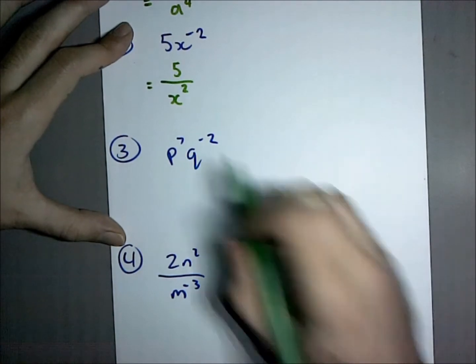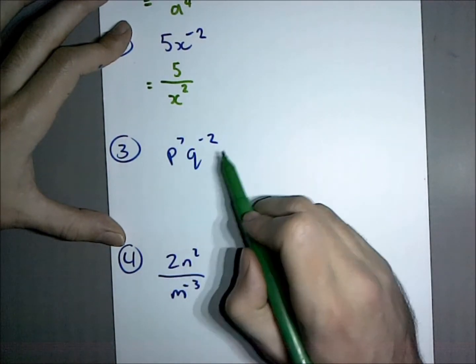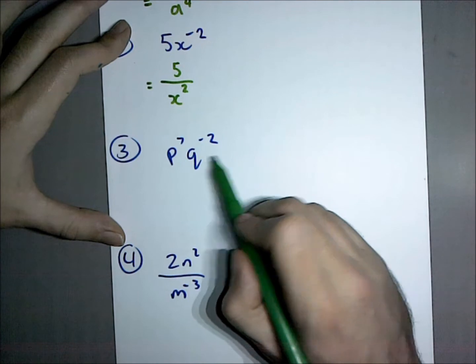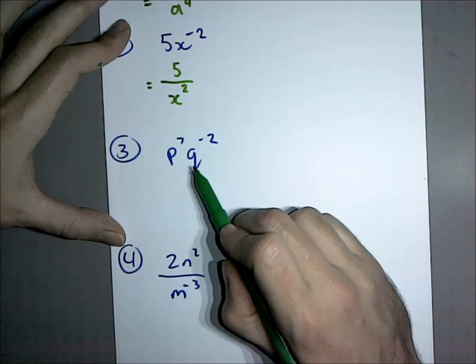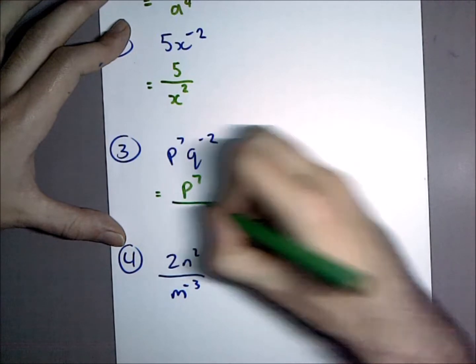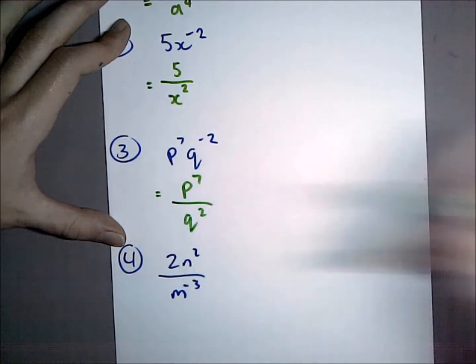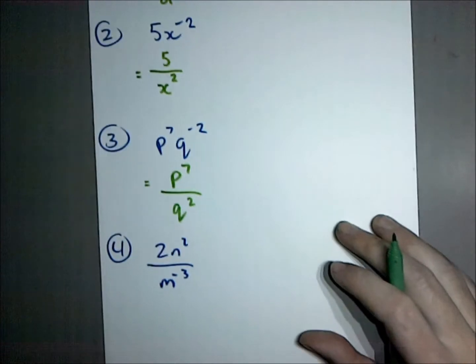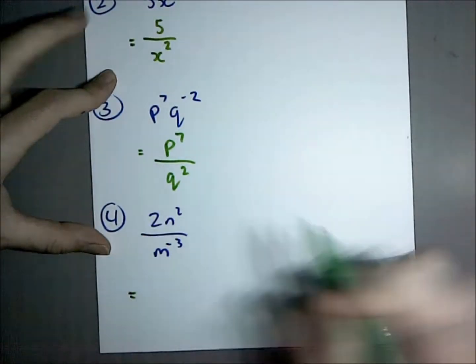Next one, we've got two variables, p to the 7, and you've got q to the power of negative 2. So the only one that has a negative power is the q here, so he's going to move to the bottom. So I'm going to be left with p to the 7 on top of q to the power of 2. Alright, and the last one, number 4.